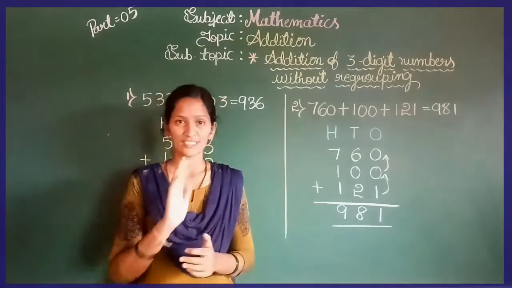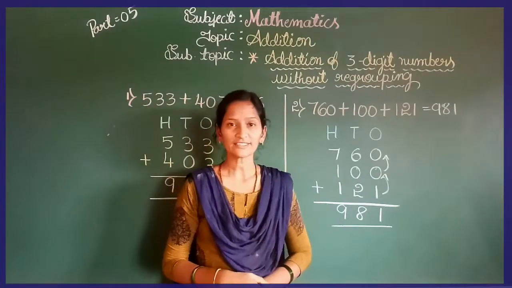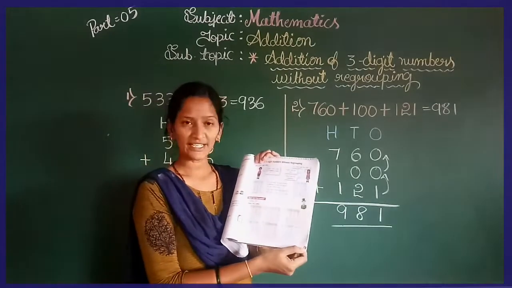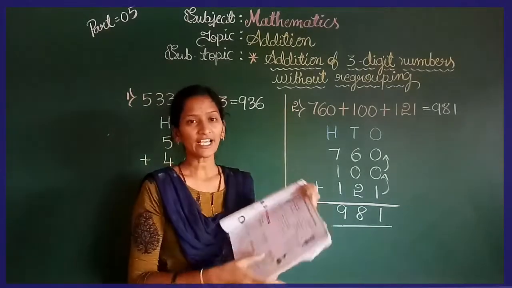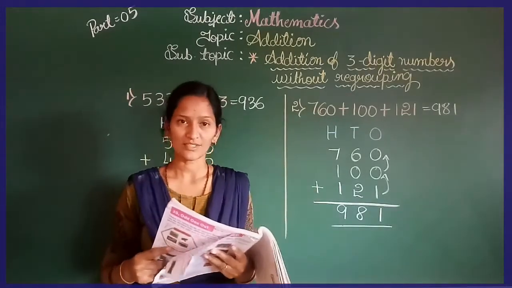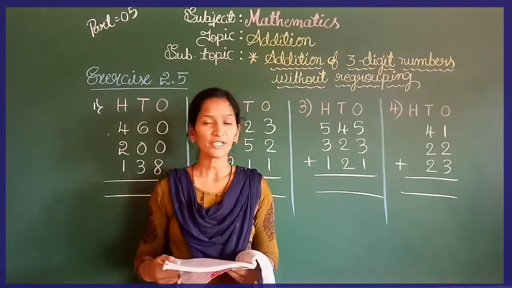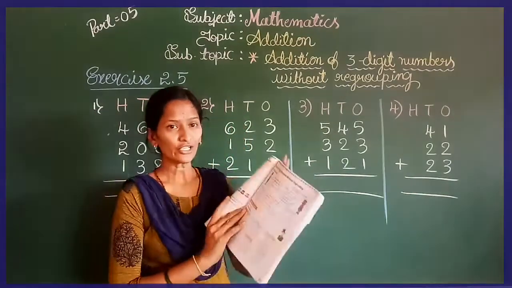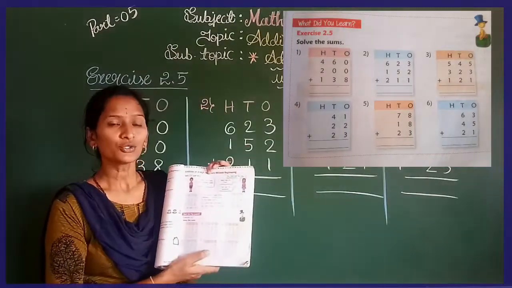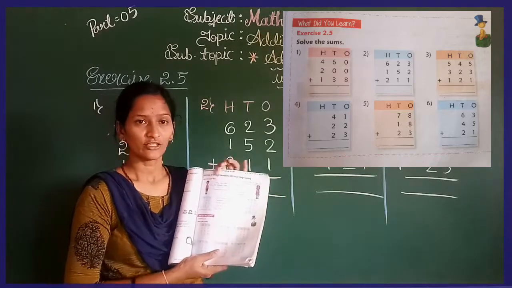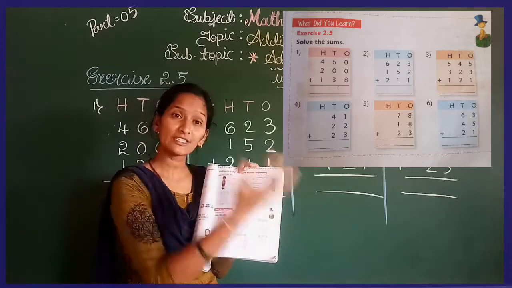Now, I will go to the textbook activity. All of you open your textbook and open page number 97. Here is exercise number 2.5. I am reading the headline: Solve the sums. Look here. The total number of questions is 6, right? So, you have to solve up to the 4th. The 5th and 6th problems belong to our next concept.